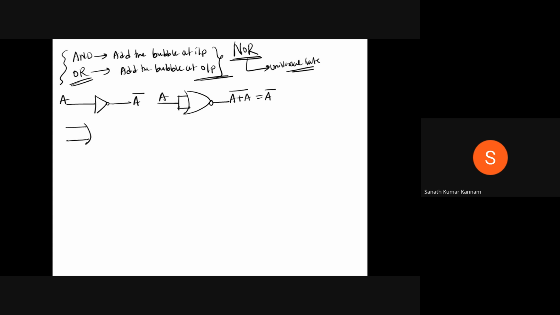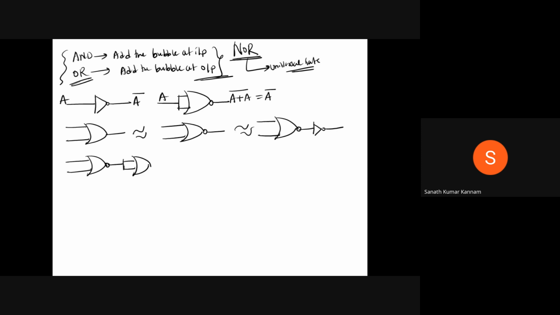And next, the OR gate. Wherever the OR gate is there, you need to add a bubble at the output, and wherever you add the bubble, you need to add the inverter, and replace all the gates with NOR gates. So here this is a NOR gate followed by a NOR gate. So this is (A plus B) whole bar, and the inverted output is equal to A plus B. And next, the AND gate.